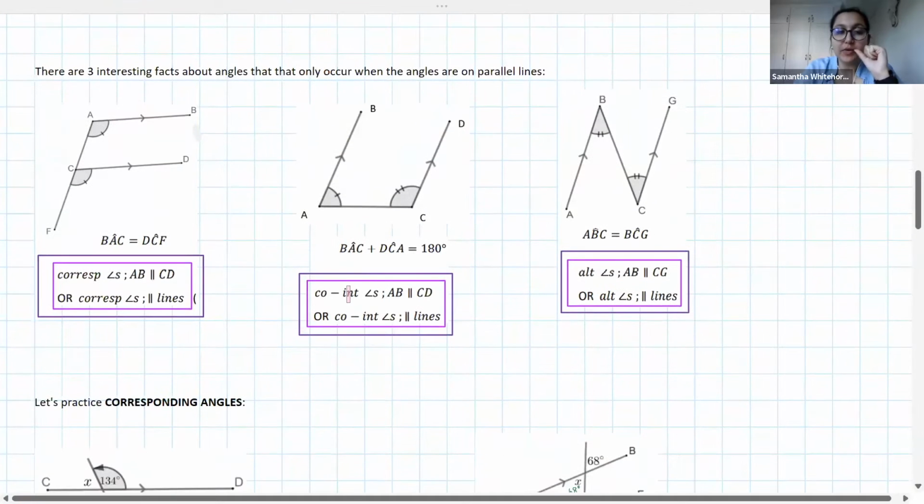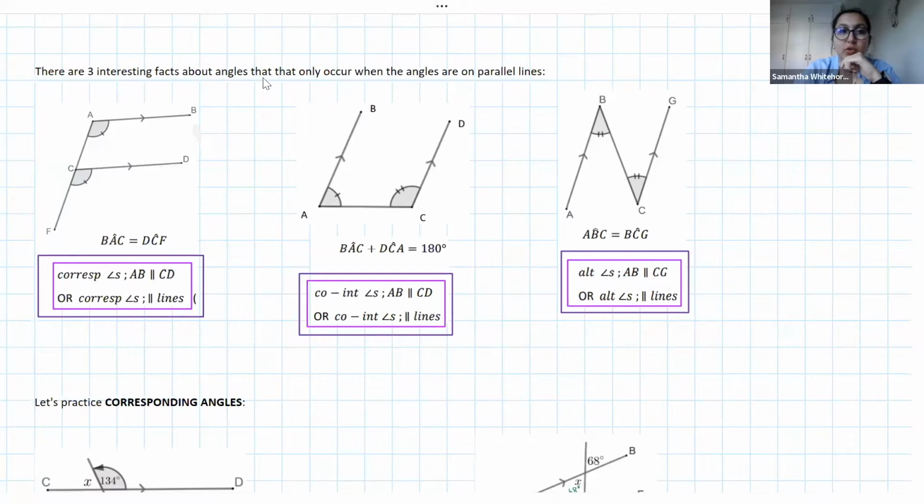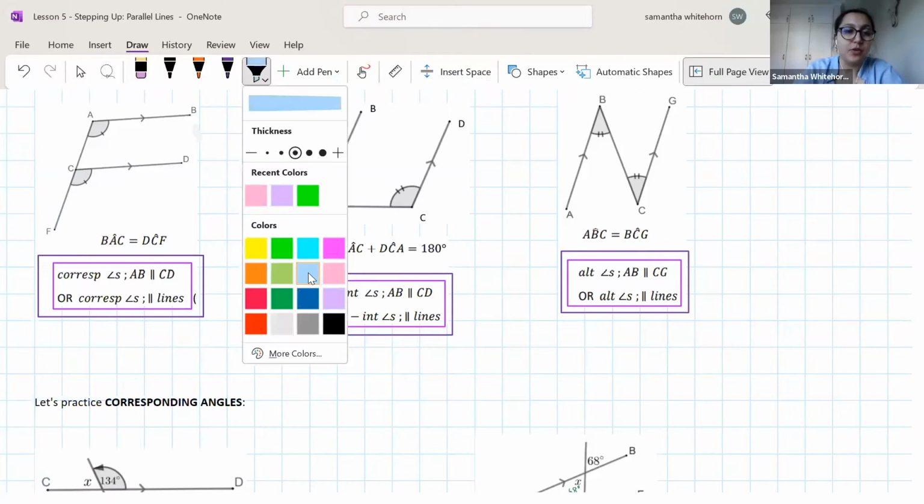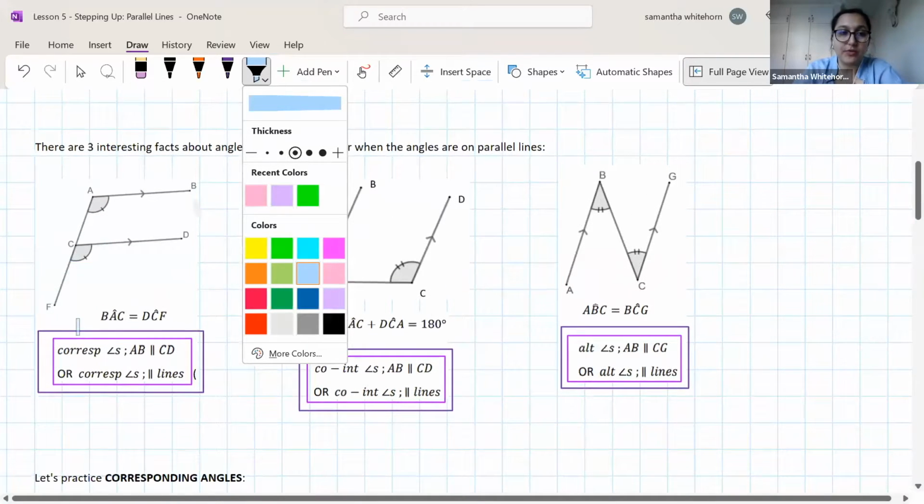So just a quick reminder, these are the three parallel line reasons that we learned on Wednesday. Again, if you weren't here, if you missed it, if you're new, go and watch the video. They're all there for you.